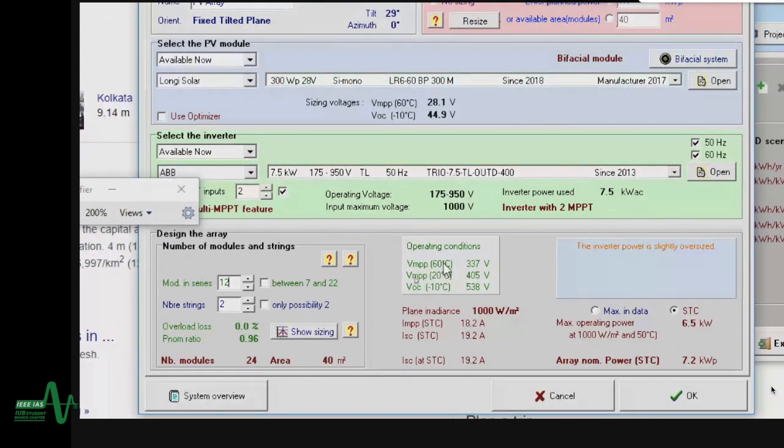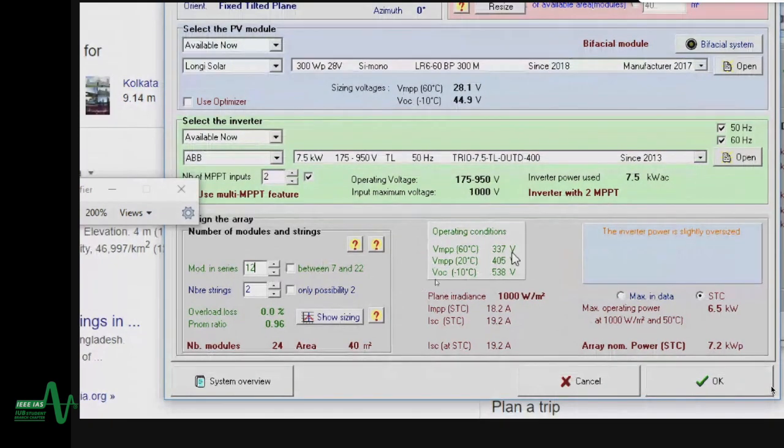Now come to this point. The operating condition is showing the maximum power point: at 60 degrees Celsius, the voltage of the solar panels, that means the formation of the solar module system, will be 337 volt. At 20 degrees Celsius, the voltage will be 405 volt. Now come to the point. Look, here there remains one pattern. Whenever it's 60 degrees Celsius, the output voltage will be 337. Whenever it's 20 degrees Celsius, the voltage will be 405 volts.